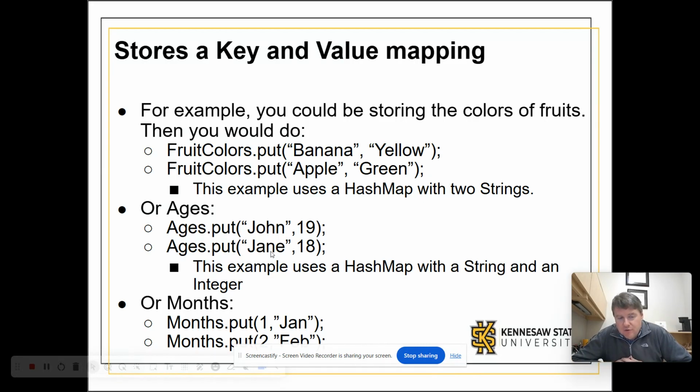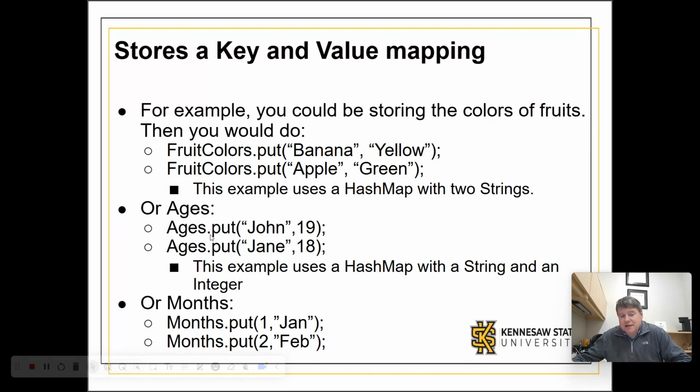So, what do you use a hash map for? Well, sometimes you want to be able to associate two things together inside of your program. For example, you might want to keep track of the colors of vegetables or fruits. So you would say fruitColors.put, banana is yellow, apple is green. And that's done with this syntax. This would be an example of a hash map with two strings. The first string is the key, which is the fruit name. The other thing is the value, which in this case is also a string, and that's the color.